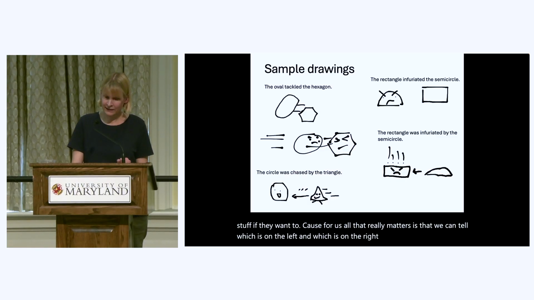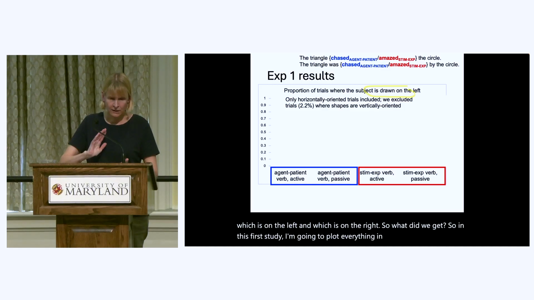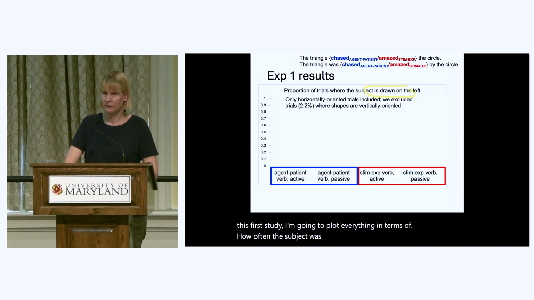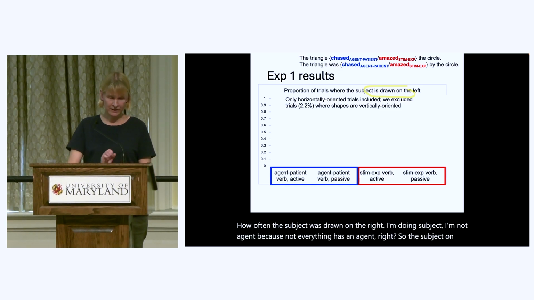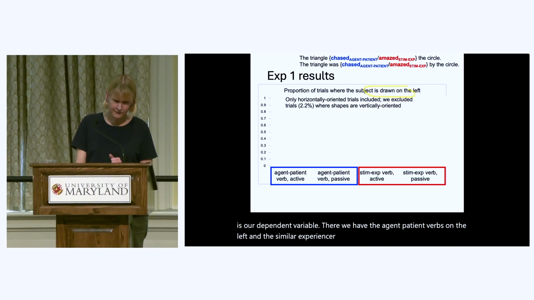So what did we get? In this first study, I'm going to plot everything in terms of how often the subject was drawn on the right. I'm doing subject and not agent because not everything has an agent, right? So the subject on the left is our dependent variable there. We have the agent-patient verbs on the left and the stimulus-experiencer verbs on the right.